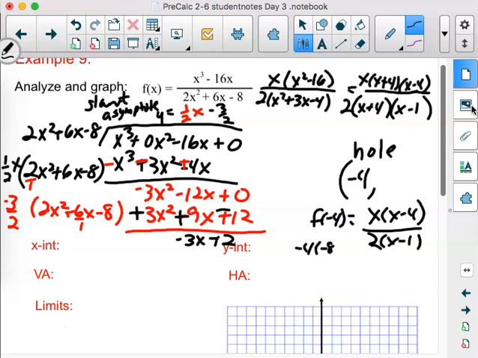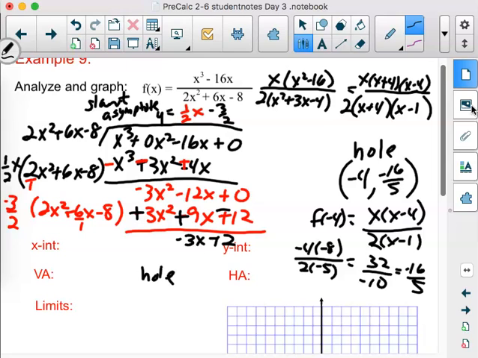-4 times -8 over -4 minus 1 is -5. So on the top we'll have 32, and on the bottom we'll have -10, which is going to reduce to -16/5. So there's our hole. I'm going to put it over here so I don't forget to graph it.